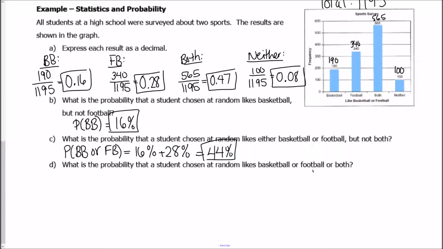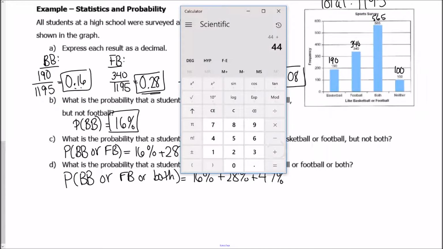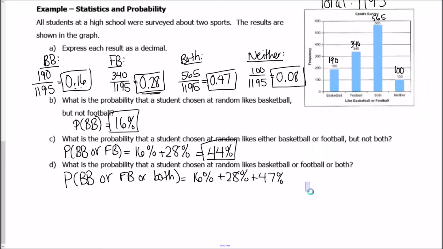Okay? And then lastly, what's the probability that a student chosen at random likes basketball or football or both? So if we have probability of basketball or football or both, we just have to add 16%, because that's basketball right here, to the 28% for football, to the 47% for both. And when I add those guys together, I end up getting 91%. So this here ends up being 91%.